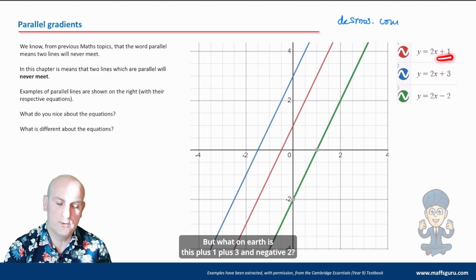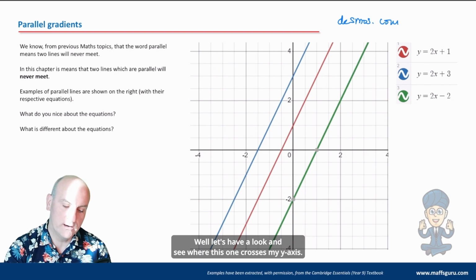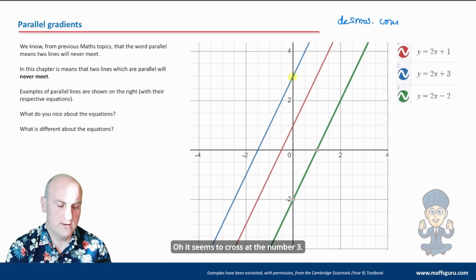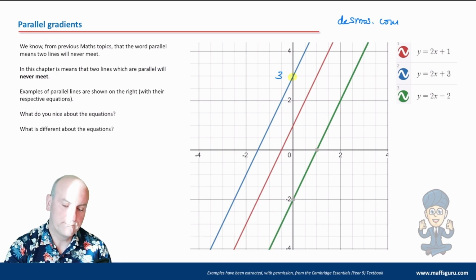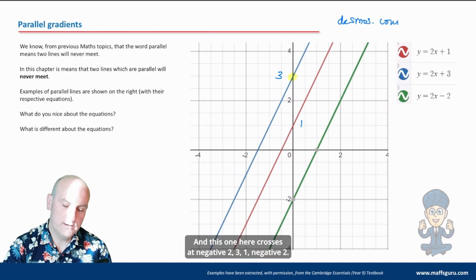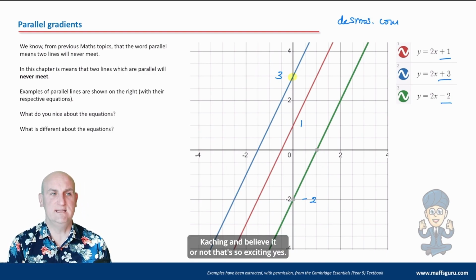But what on earth is this plus 1, plus 3, and negative 2? Well, let's have a look and see where this one crosses my y-axis. It seems to cross at the number 3. This one here seems to cross at the number 1. And this one here crosses at negative 2. So 3, 1, negative 2. Ka-ching!